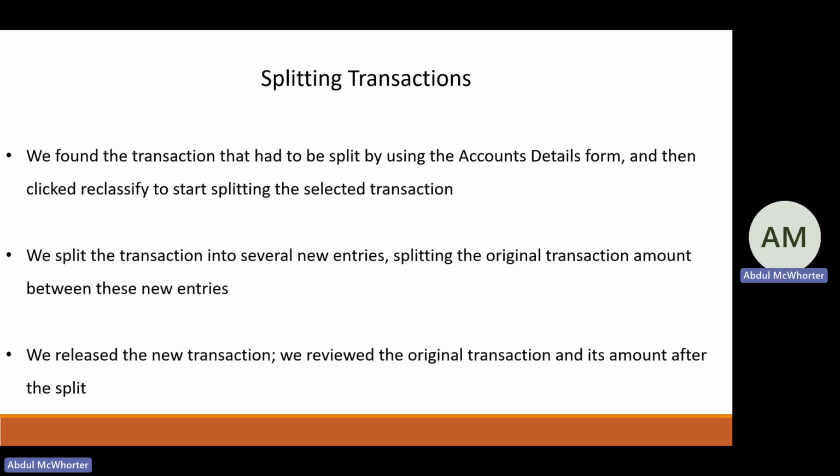From there, we split the transaction into several new entries, split the original transaction amount between these new entries. We took a look at the new journal transaction, shifting the balances from other expenses to their correct accounts. In that case, it was travel and advertising expense. And then we reviewed the original transaction and its amount after the split.